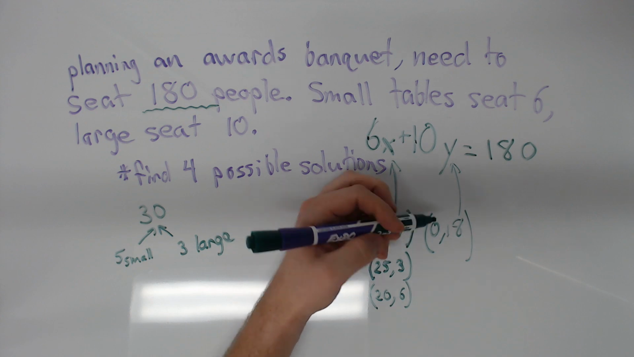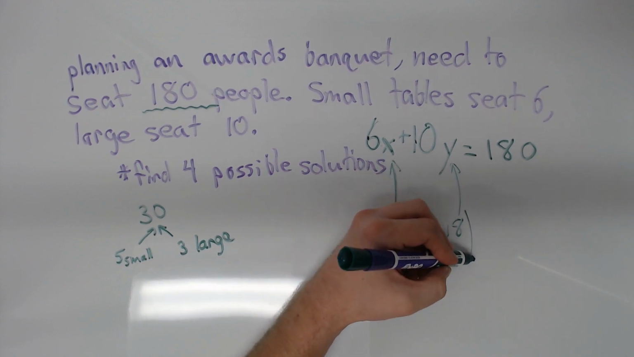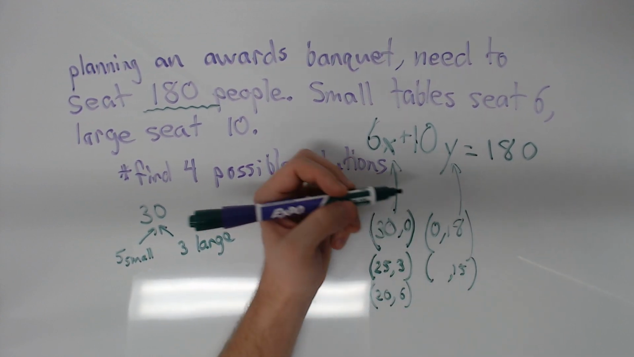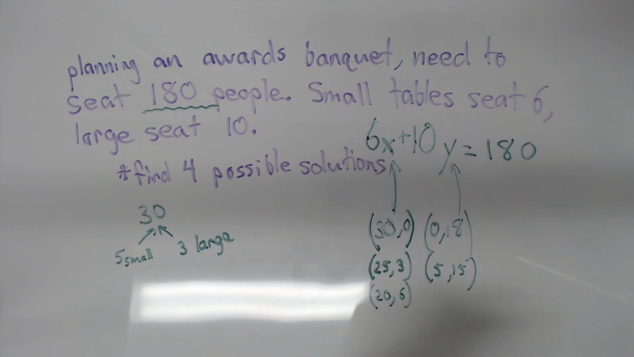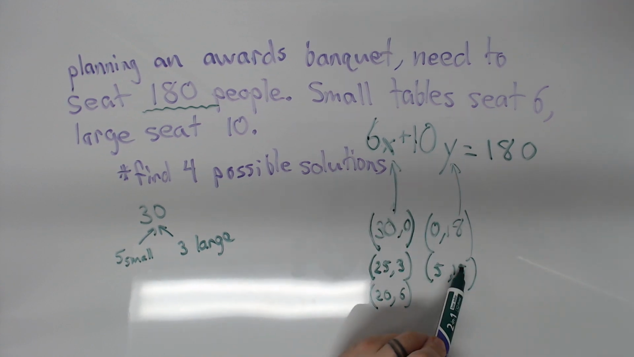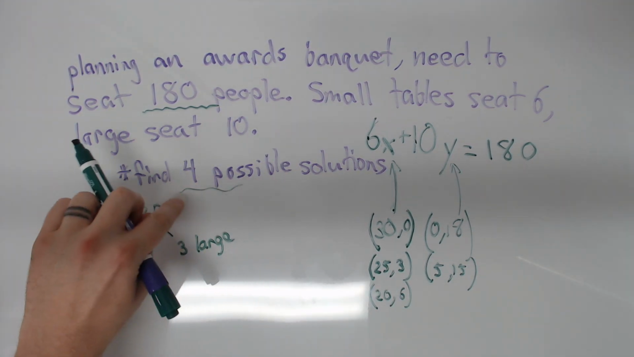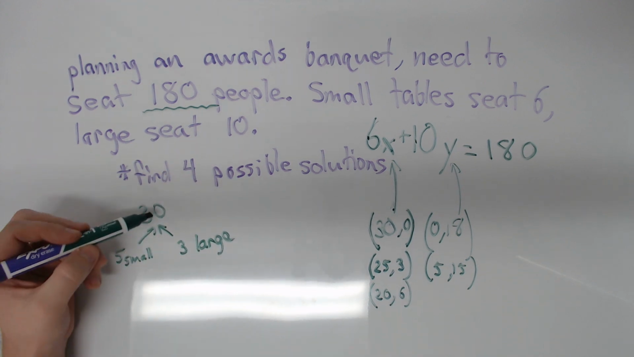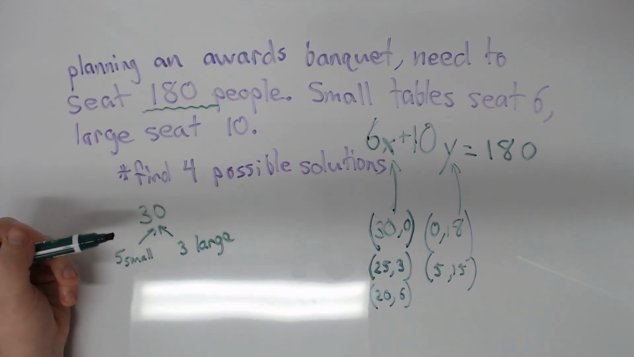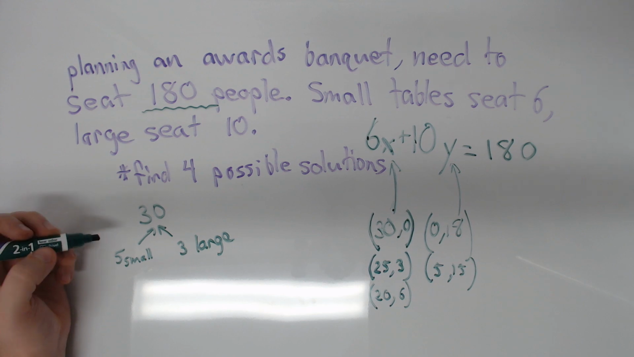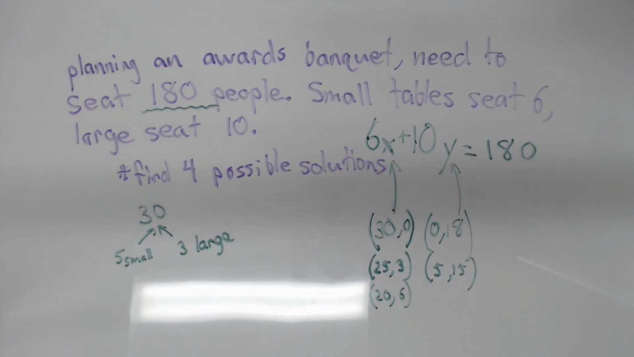We can work from the other way too. Trade 3 large tables, go down to 15 for 5 small tables. Now I've got 150 plus 30. Okay, so we can find way more than 4 possible solutions. This is the numeric way to do it. We can do it just looking at the graph as well. All right, so that's pretty much all there is to dive into about standard form right now.